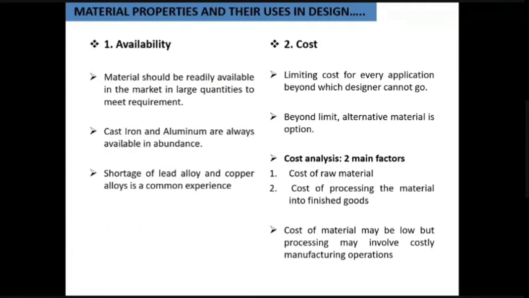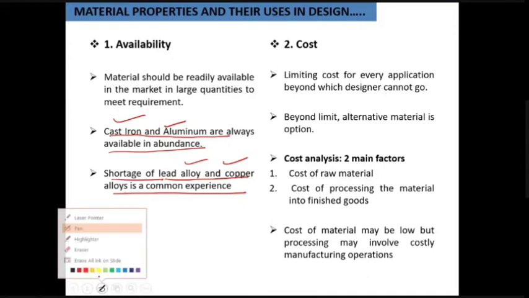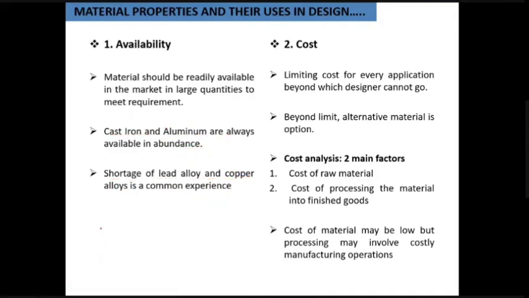For example, cast iron and aluminum are always available in abundance. Lead alloys and copper alloys, it is a common experience, have shortages. So these two materials are used in very specific applications. But cast iron and aluminum you will find in a lot of applications. Nowadays, even in automotive vehicle bodies, composite aluminums are used.